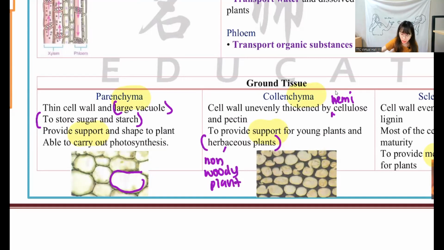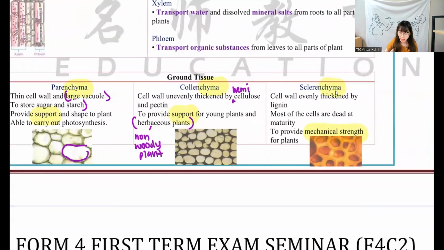And this hemicellulose will cause the corners to be thickened. So this is the cell, right? The corners over here are thickened. We call this collenchyma. It is thickened by hemicellulose. Sclerenchyma tissue is thickened by lignin. Lignin, usually they are dead cells. Whenever you see lignin, they are dead cells at the end of the day. Like xylem, they are also dead cells because they are thickened by lignin.